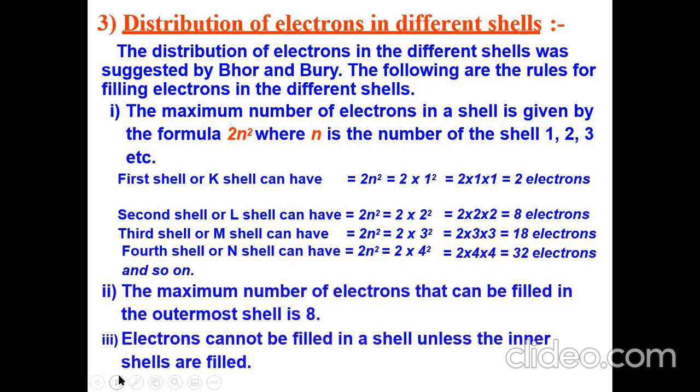Now, the maximum number of electrons that can be filled in the outermost orbit is 8. And electrons cannot be filled in a shell unless the inner shells are filled. So first the inner shell will fill, then electrons will move towards the next orbit.